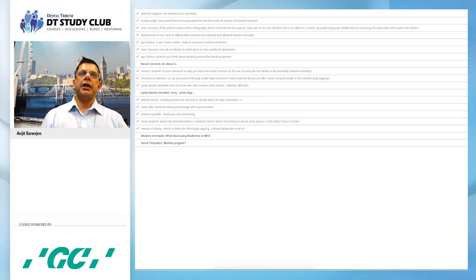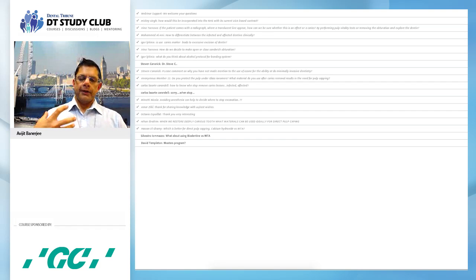Question from Mohammed Al-Ani. How to differentiate between infected and affected dentine clinically? As I mentioned, a tricky one at the moment. I would look at the texture of the tissue. I outlined this in my textbook, but what we say is the infected dentine is very soft and wet and a sort of mushy texture when you put a probe into it. Sound dentine is very hard and scratchy. And in between, affected, you will get a little bit of scratching when you drag the probe across the dentine, but it will also cut a small furrow as it digs through the tissues.